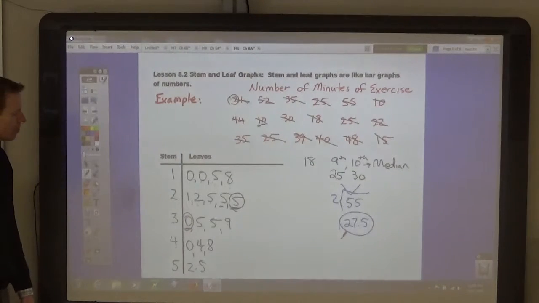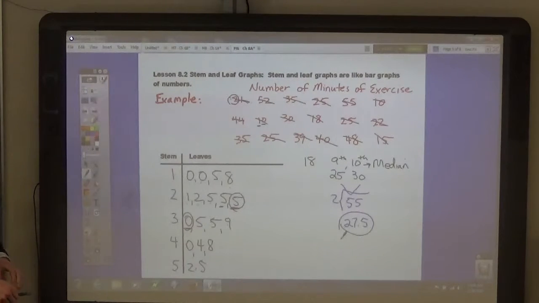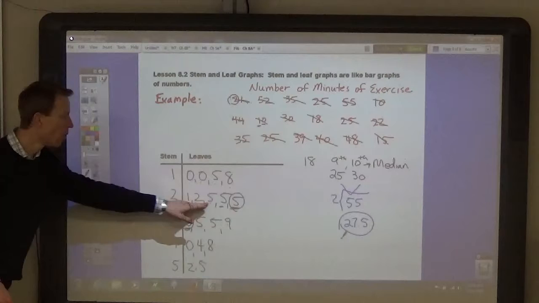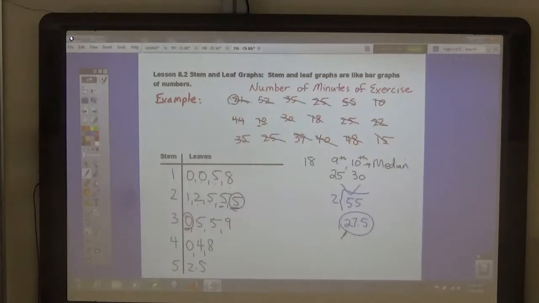Yep. Good. Now, we can also tell which stem has the most. What's the most common stem? 2. There's the most numbers in the 20s. Okay. Which number occurs the most often? Or what are the modes? Or is there more than one mode? What is the mode?